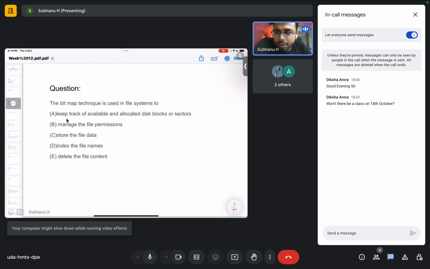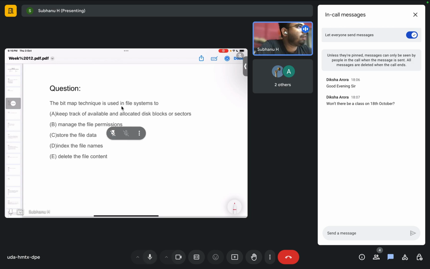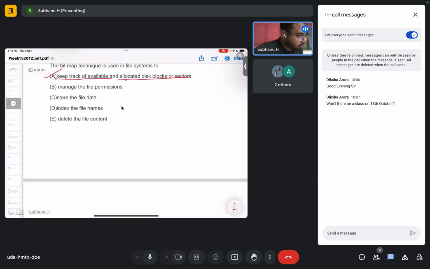Okay, so the bitmap technique is used for which file system? This is used to keep track of the available and allocated disk blocks in the system, right? Okay. So do you know how the file system or file looks like? So that's the main question.